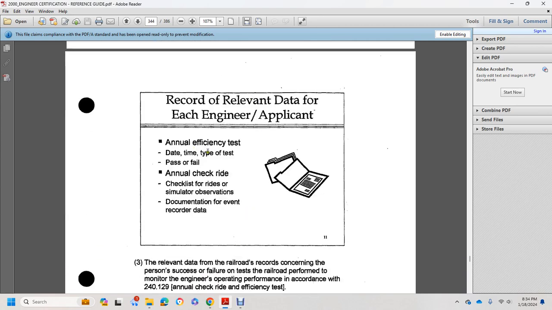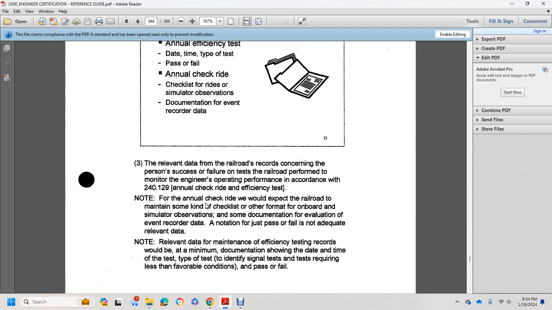Alright, annual efficiency test: the date, time, and type of the test, pass or fail of the annual check ride, a checklist of the ride with similar observation documentation for the event, with the record of relevant data, the record of the person's success or failure with the test of the railroad performed with monitoring of the engineer's operating performance, according to 240.129, the annual check ride efficiency test.